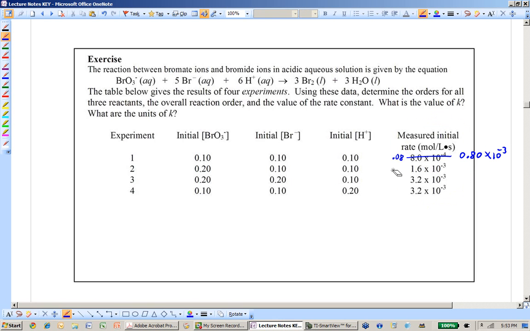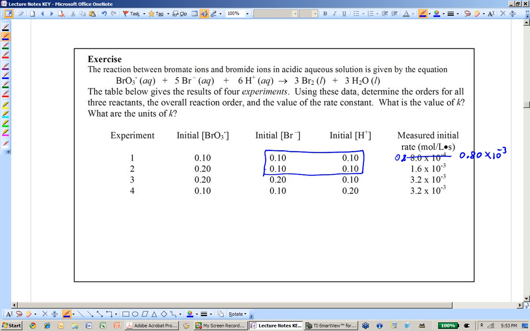Not 0.08, 0.8. 0.8 is what I meant to write. If you've been listening to many of these, you know that's my worst habit in the whole wide world. So 0.8, and 0.8 twice is 1.6, all times 10 to the minus 3. 1.6 twice is 3.2. I'm feeling a pretty easy analysis coming on. So let's get started. This jumps off the page at me.